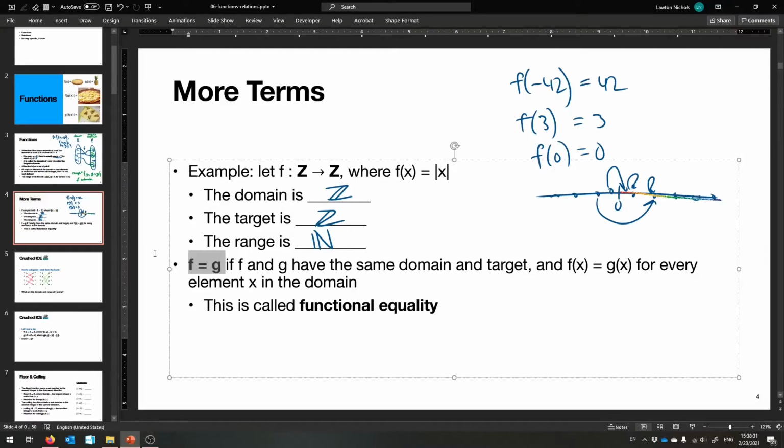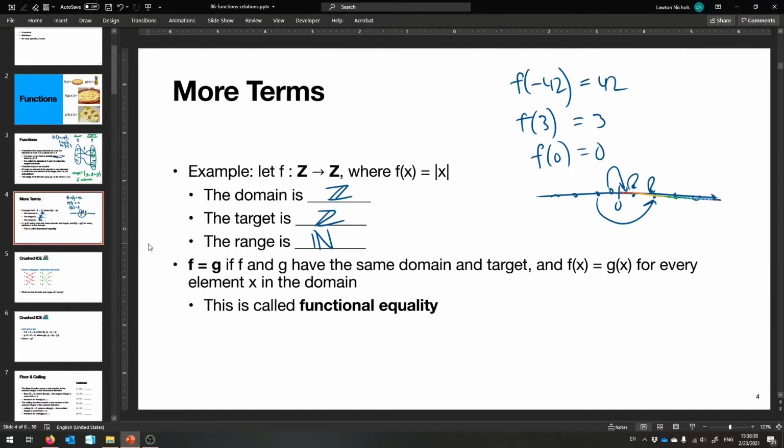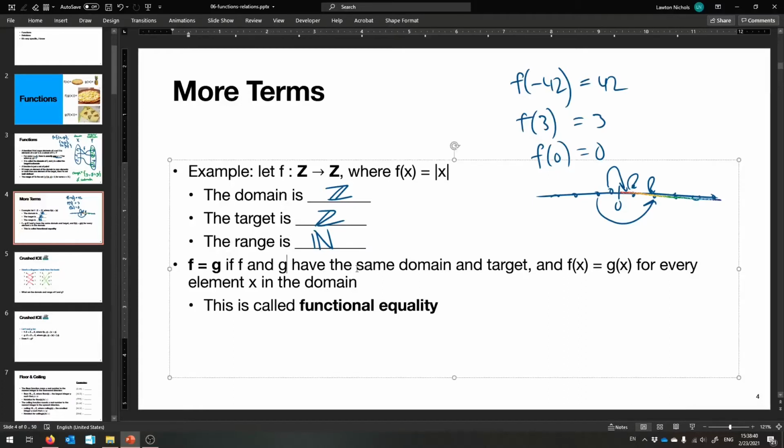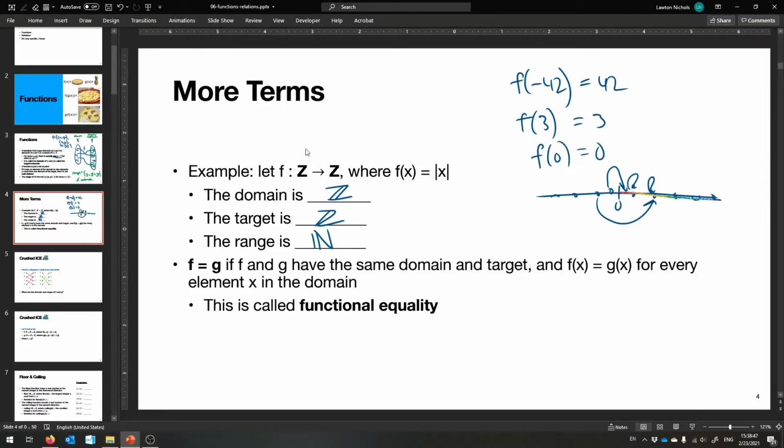And now we have one last term, for now at least, functional equality. So we can say that two functions are equal under some very specific conditions. Okay, they have to have the same domain and target. That is required. Even if they do the same thing, if f was defined on R to R, it would be a different function, like g on R to R, where g of x equals the absolute value of x. Because now g's taken things like -3.14 to 3.14.